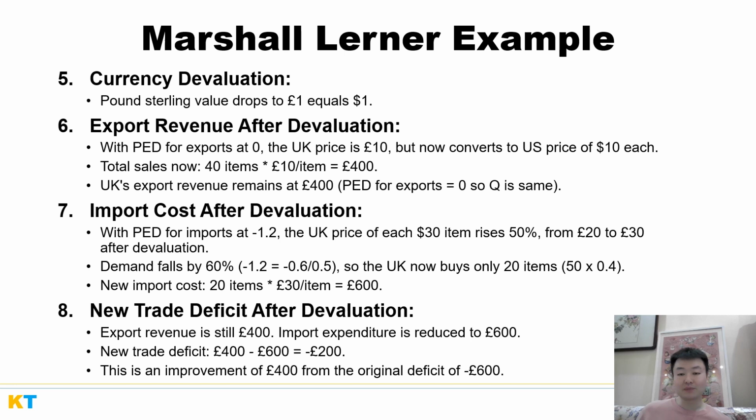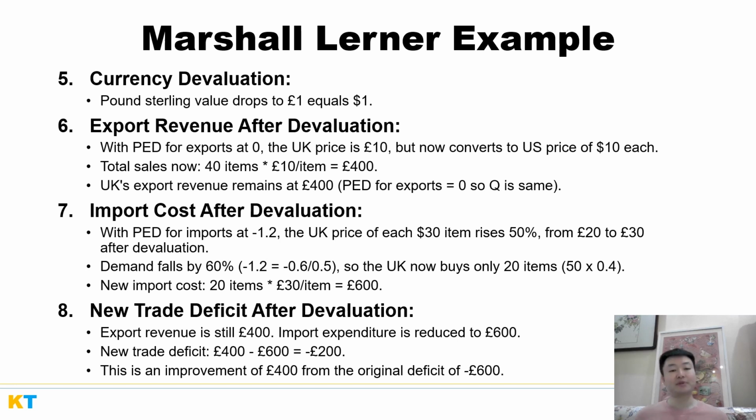So the UK now only buys 20 items from the original 50, so 50 times 0.4 is 20. And so the new import cost is going to be 20 items times £30 per item. It's going to be £600. So the UK is importing less, which makes sense because the value of the pound has dropped. And so there's a new trade deficit. It's still a deficit, but it's now smaller. Well, if export revenue is 400 and import expenditure is 600 pounds, then the new trade deficit is going to be 200 pounds. This is actually an improvement of 400 pounds from the original deficit of 600 pounds.